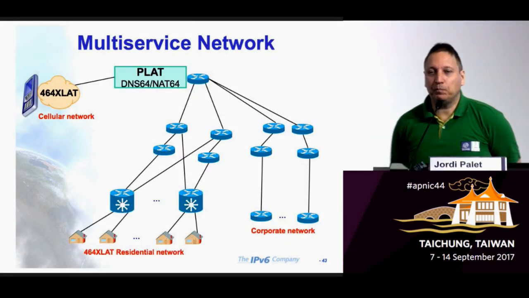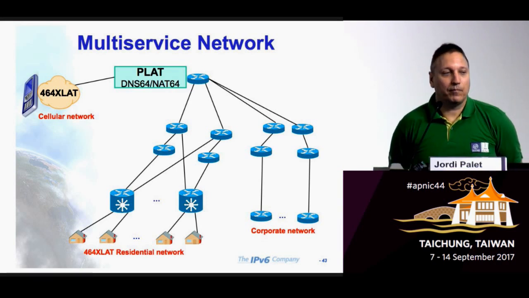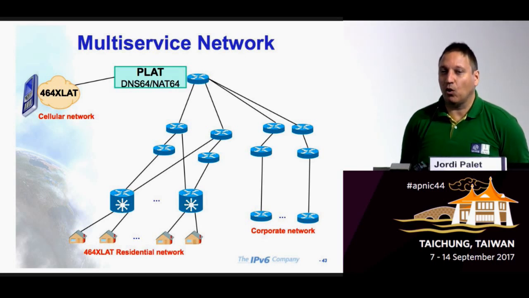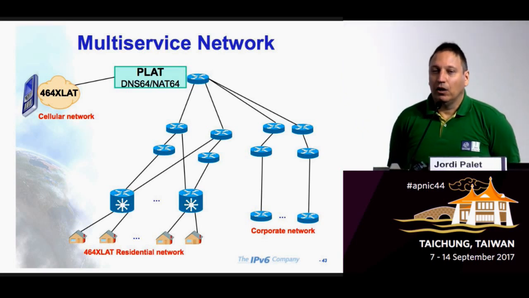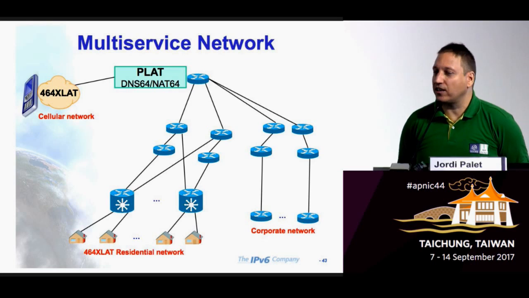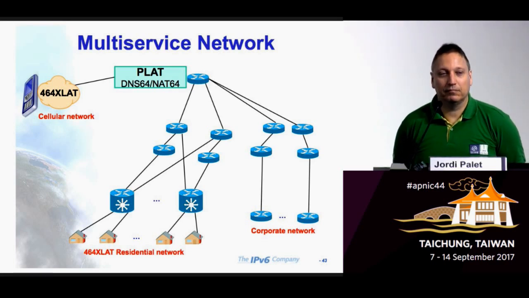Now, let's suppose in your network you provide, in addition to IPv6 cellular services, other ways to connect your customers, maybe GPON or DSL or whatever other technology. Why are you going to use DS Lite for your DSL customers or your GPON customers and 464XLAT for your cellular? Use the same for all of them.